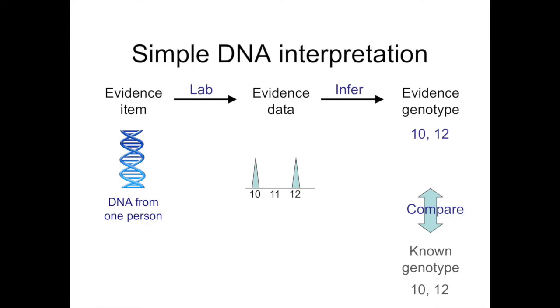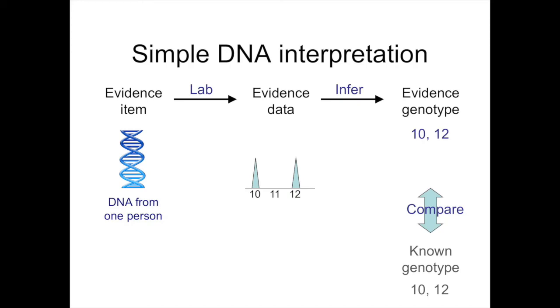If you look at the center, here's a cartoon of what that evidence data would look like. Of all the possible alleles there might be, 5, 6, 7, 8, 9, 10, 11, 12, and so on, from one person with a lot of DNA, a person can only have one or two alleles. That's all they've inherited from their parents. It can be the same or different. Here are two peaks. There's the 10 from one parent, the 12 from the other parent.